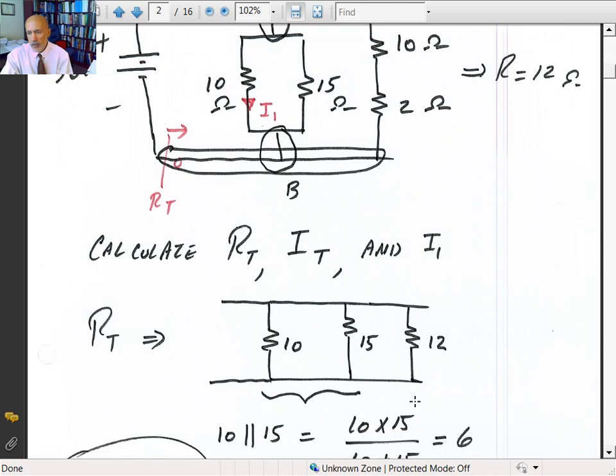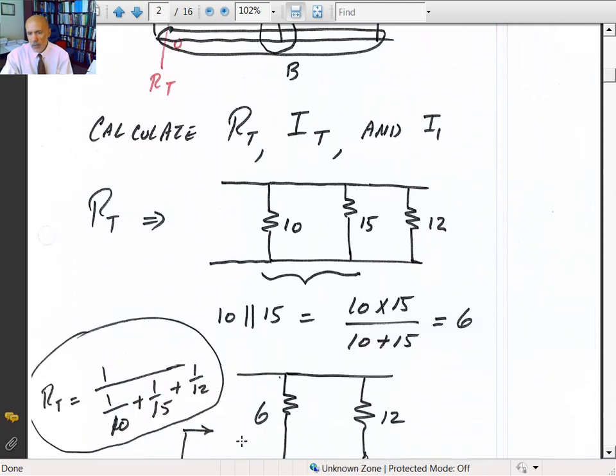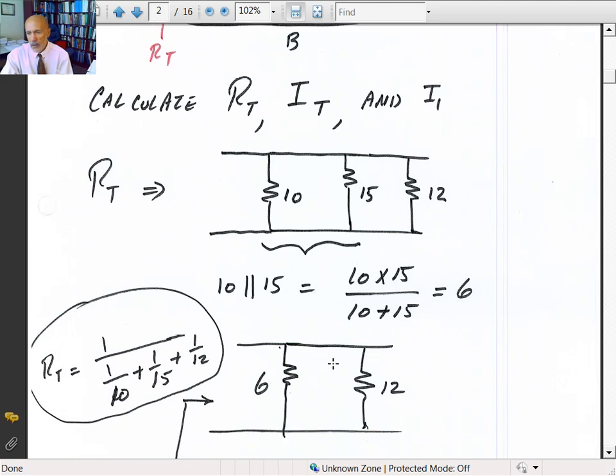You've got 3 resistors in parallel. So you can combine them 2 at a time, or you could simply do R total is equal to 1 over 10 plus 1 over 15 plus 1 over 12. But if you do 2 at a time, 10 in parallel with 15, that's product over the sum. 10 times 15 divided by 10 plus 15 is equal to 6. That's 150 divided by 25. Now you've got 6. Replace this with a 6 ohm resistor.